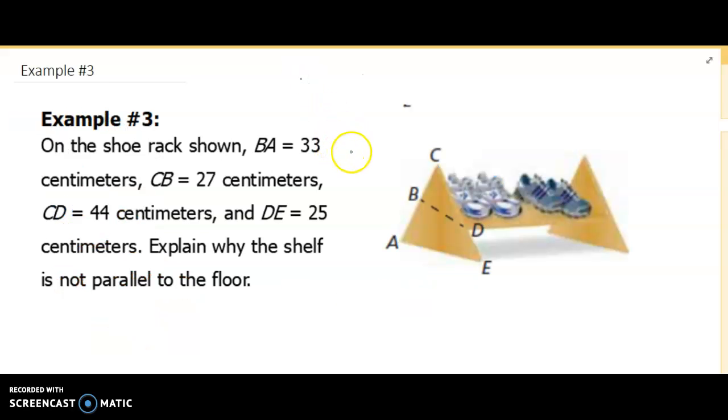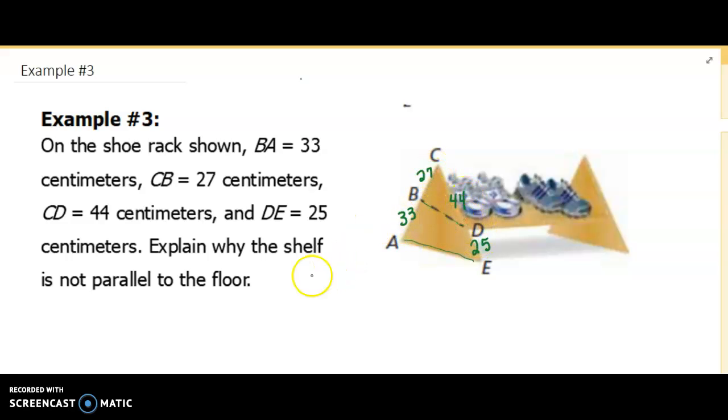All right, let's look at example 3 now. It says on the shoe rack shown, BA is 33, CB is 27 centimeters, CD is 44 centimeters, and DE is 25 centimeters. Explain why the shelf is not parallel to the floor. So we want to show that this is not parallel to this. Well, if it were parallel, these would be proportional. So if it's not parallel, these are not proportional.